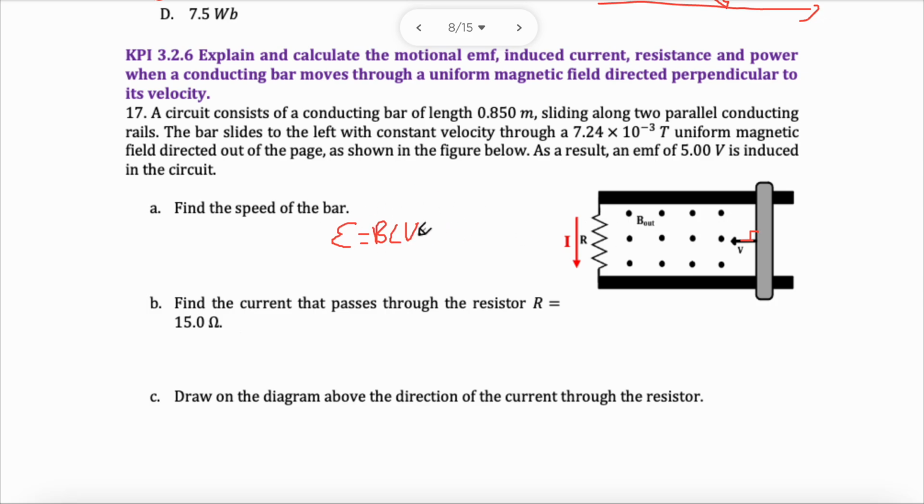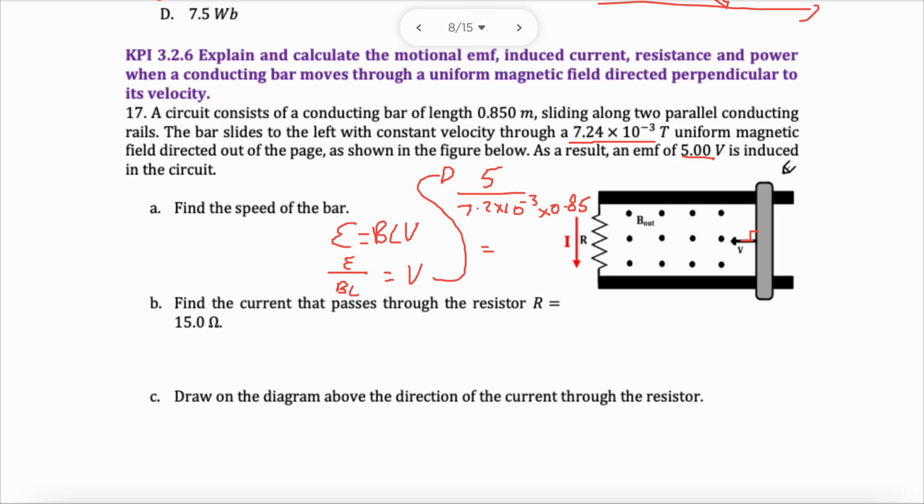I can shift solve, rearrange, it doesn't matter. Let's do the shift solve method. No, I'm going to rearrange. Let's do it properly. EMF over BL equals V. So let's stick that over here. I need some more space. The EMF that we have is 5. The B that we have is the field. Here is the field. This is right there. 7.2 times 10 to the minus 3. And then I'm going to multiply that by the length, which is 0.85.